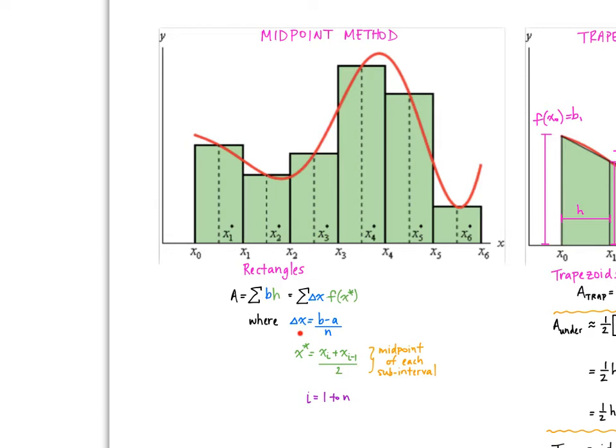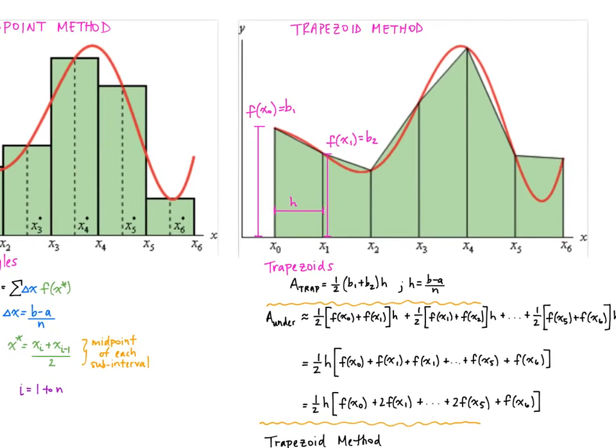Delta x, if we're talking about equal base lengths, is that interval b minus a over n, the number of intervals or the number of rectangles that we're looking at. Okay, the next method is the trapezoid method.